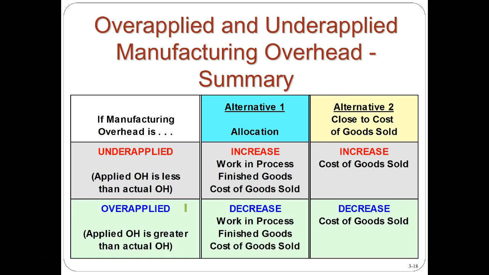So here's a recap of what we just went over, the two scenarios for closing out the overhead. Whether it's underapplied or overapplied, the options are basically to close it out to make the overhead account 0, because it's supposed to clear out. Then we can either hit work in process or finished goods, or we can just close it out to the cost of goods sold, cost of goods sold probably being the easier of the two methods. And that is it.